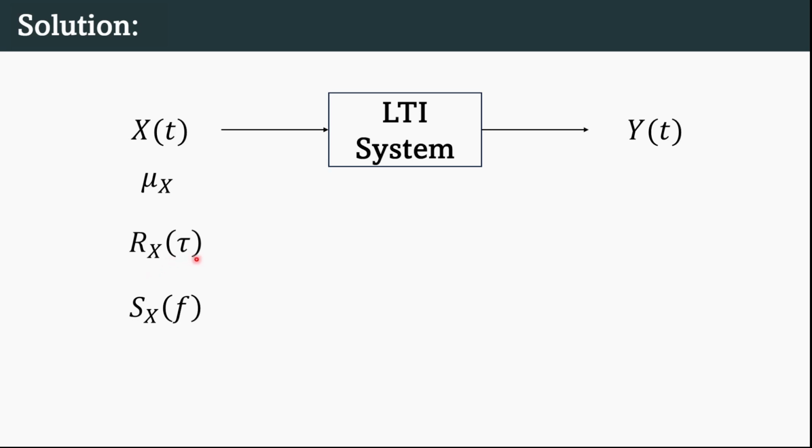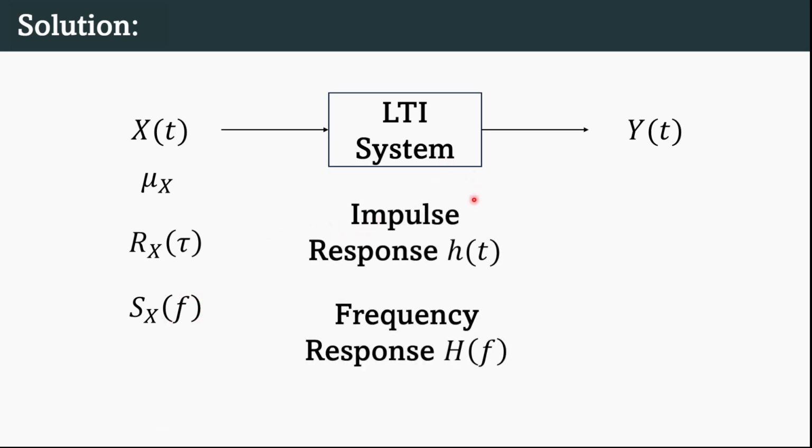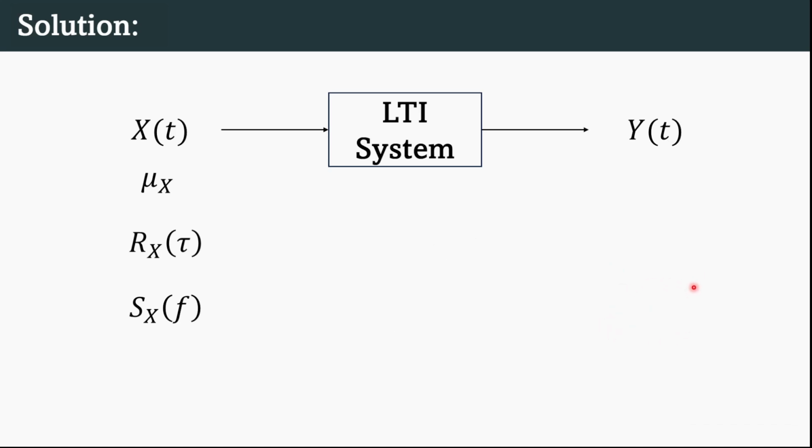If you take the Fourier transform of the autocorrelation function, we get the power spectral density of the random process. And the properties of the LTI system would be, we have the impulse response h of t and the corresponding frequency response H of f, which is nothing but the Fourier transform of the impulse response h of t. The output y of t is also a white and stationary random process with a constant mean mu y, which we have to evaluate, and the autocorrelation function Ry of tau, which we will see, and also the power spectral density Sy of f. So this information is given to us.